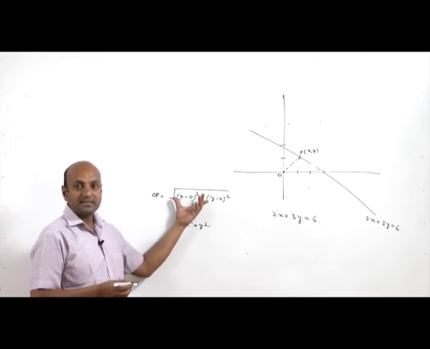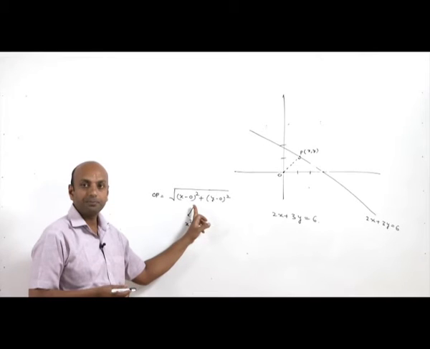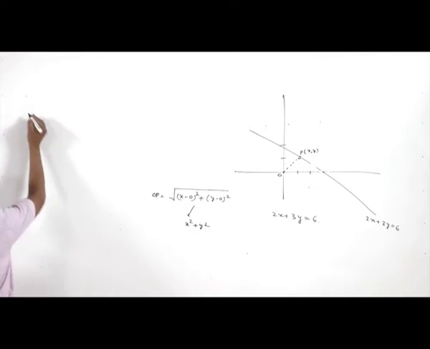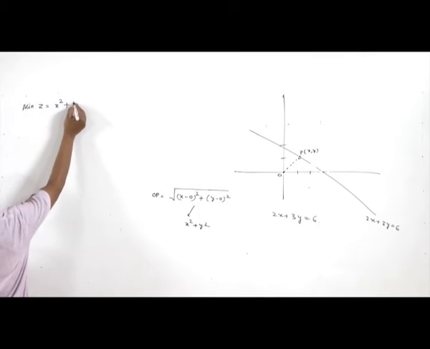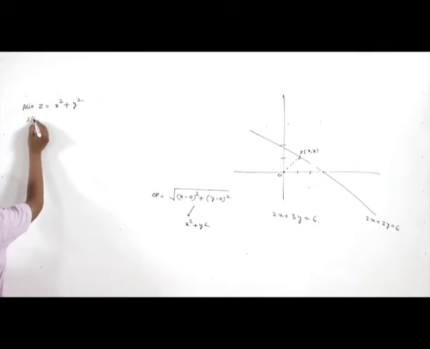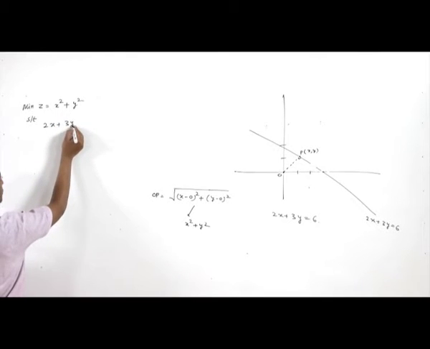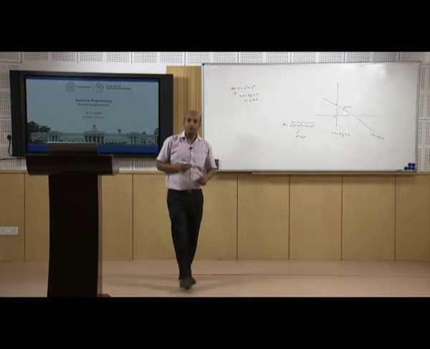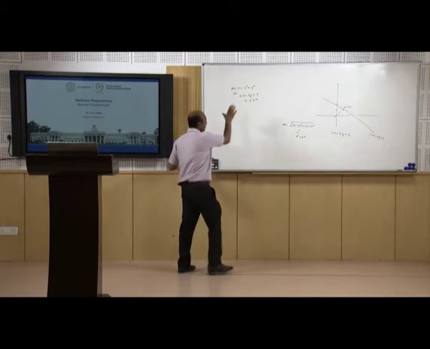Minimization of this quantity is the same as minimization of the value inside the square root. So, we simply minimize this expression. Okay. So, what is the problem? The problem is minimization of z, which is x square plus y square, subject to the point lying on the line 2x plus 3y equal to 6, and x, y must be non-negative, because the point should lie in the first quadrant. Okay. So, this is the formulation of the problem.